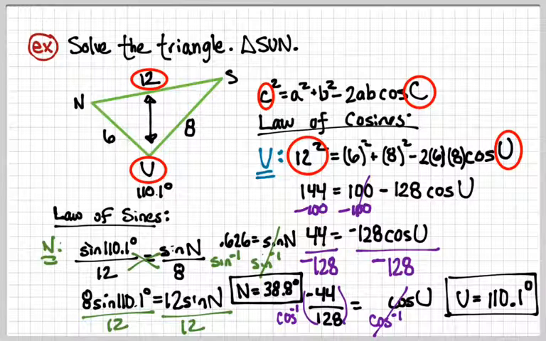So now we have U and N. The last angle, we could use the law of sines again, but since we know both of our other angles, we can just add them up. 38.8 plus 110.1 is 148.9, and then we can subtract from 180. And for angle S, after subtracting, you find that angle S is 31.1 degrees.